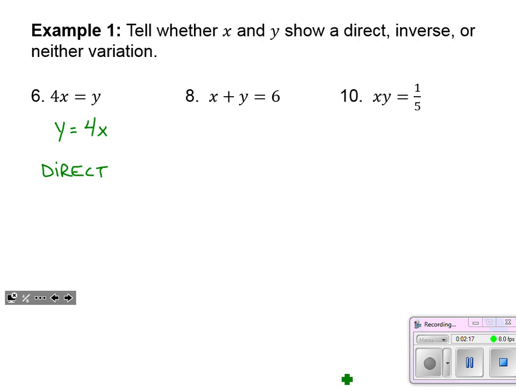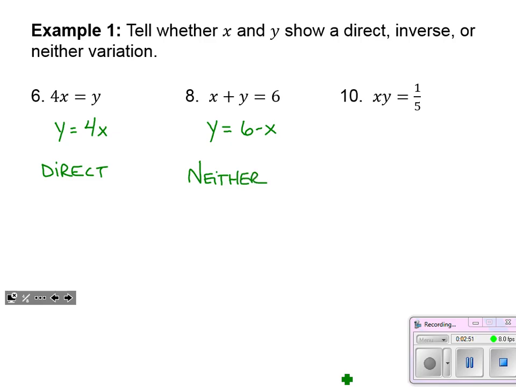Typically, it's easiest to try and solve for y in these cases because that's how we're used to seeing y equals k times x or y equals k over x. For me, it makes the most sense. It gives me the best look. So for number 8, if I were trying to solve that, I would get y equals 6 minus x. Well, subtracting away, that doesn't show me a constant multiple, and it doesn't show me dividing over my x term. This is showing me neither relationship, neither variation.